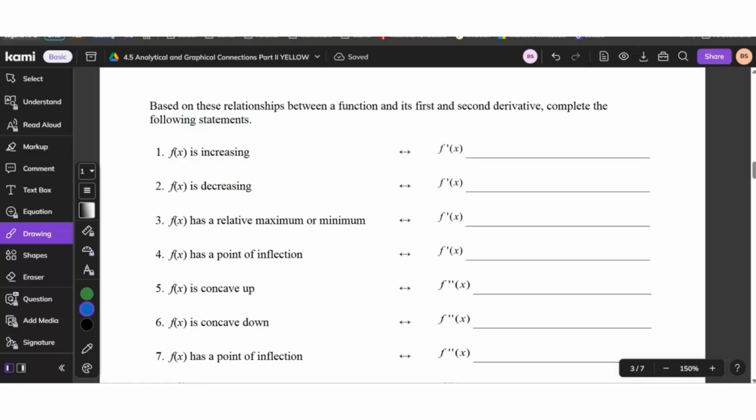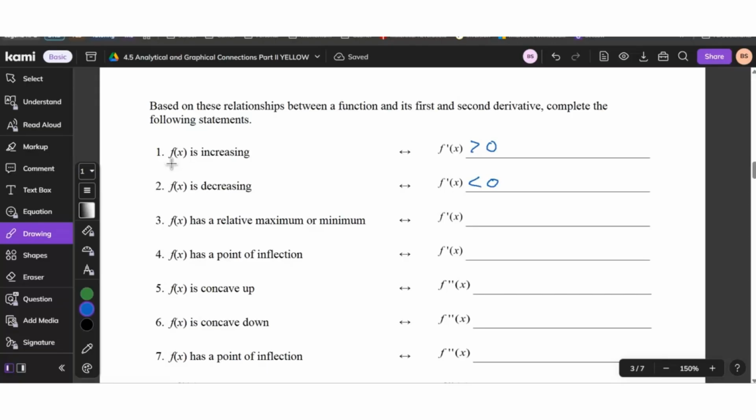If f of x is increasing, then the derivative is doing what, Emilio? Out of time, he gets a 0. Miguel? No, I said you. All right, if f of x is decreasing, Emilio, what is f prime doing? No, it's less than 0.